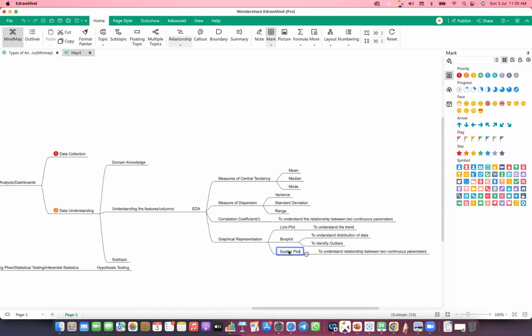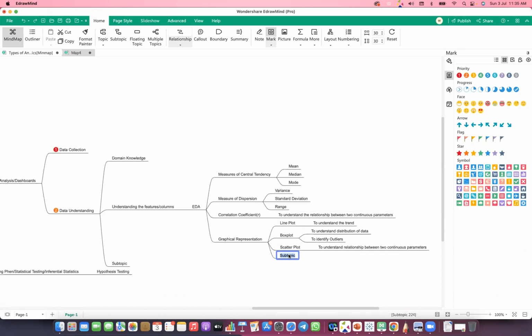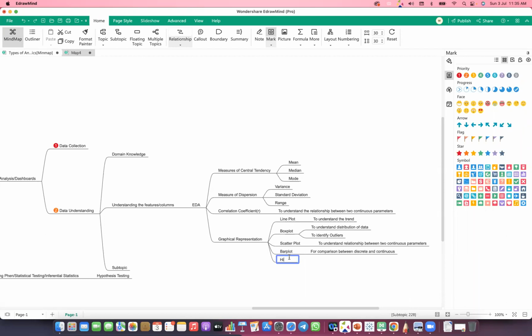Now, for example, if you want to compare, we use a bar plot for comparison between discrete and continuous data. Is it right? And in a similar way, we have the histogram or QQ plot. What is the purpose of histogram or QQ plot? To understand the distribution. So what is meant by distribution?